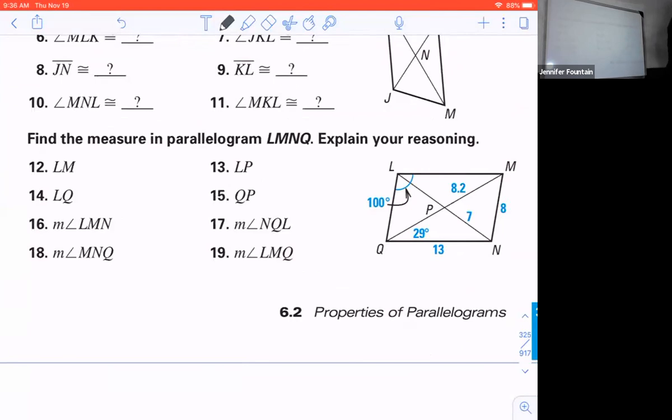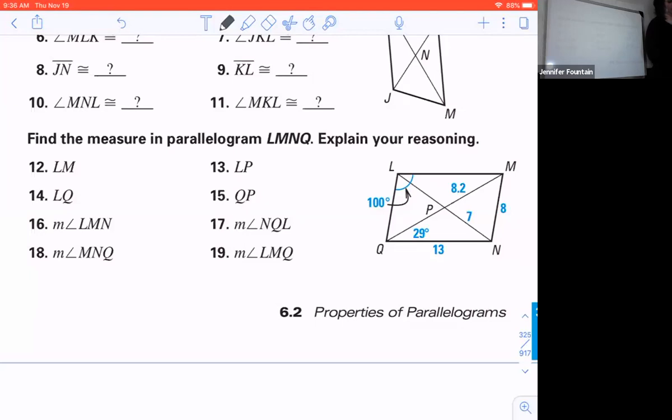All right, so it says now find the measure in the parallelogram LMNQ and explain your reasoning. What is the measure of LM? 13. Why? Because it's parallel to QN. LP is 7. Why? It's going to be congruent to NP, because that's a diagonal that has been bisected. Because it's bisected, each segment will be 7. What about LQ? 8. Why? Because it's parallel to MN. Good.